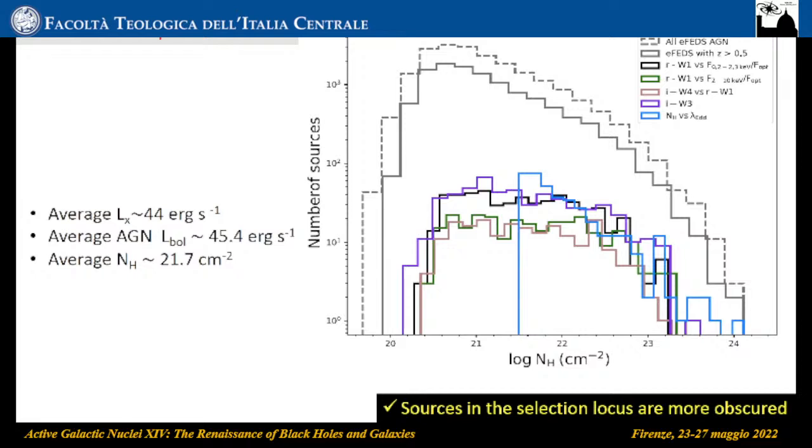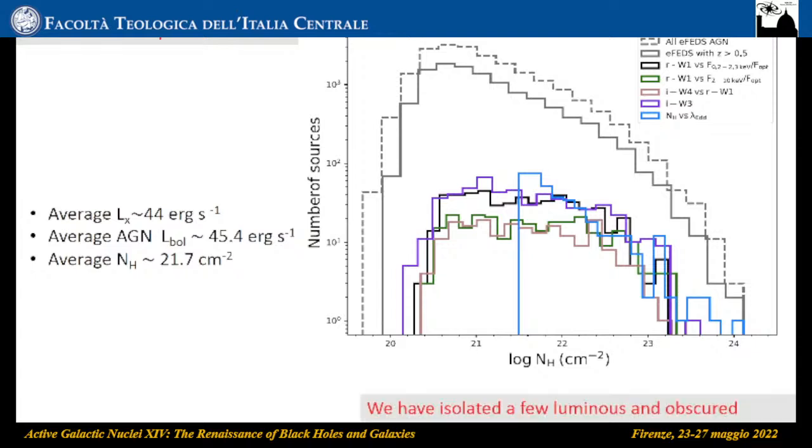So when we represent our selected candidates on the column density distribution, we actually see that our candidates appear to be more obscured than the overall EFEDS sample. This means that our selection methods are actually isolating obscured sources. And we have also selected some sources for follow-up observations.